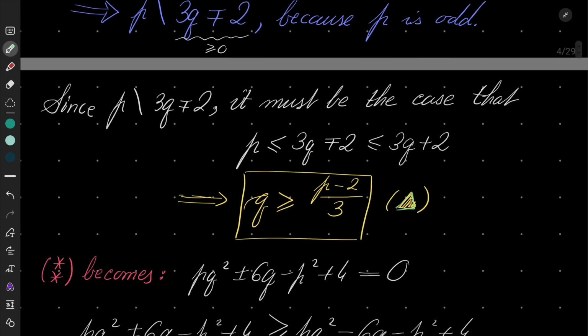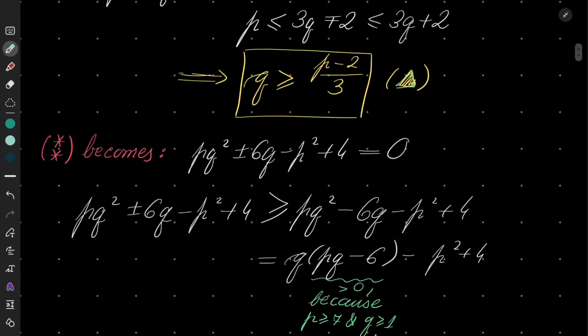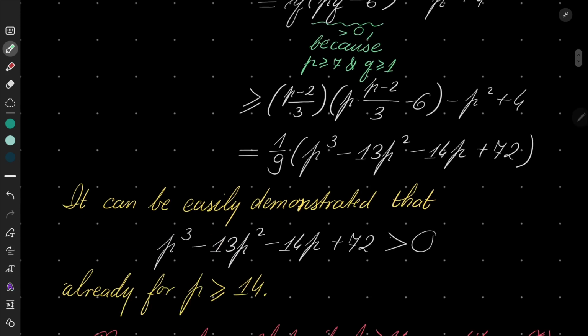These types of expressions, polynomials and so on, stay negative only for a limited number of positive arguments. So, in other words, our condition fails for quite small arguments already. As you have seen already, our condition failed already for p greater than or equal to 14. And what is left is to be checked manually by you, by hand or by calculator, or whatever.